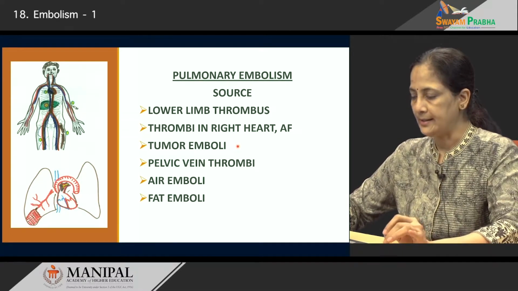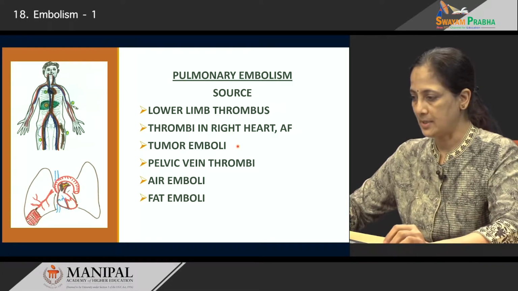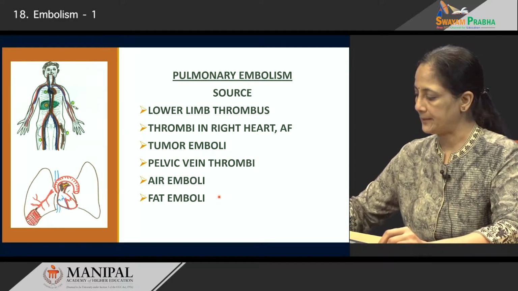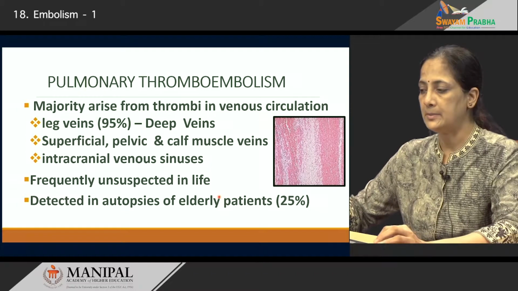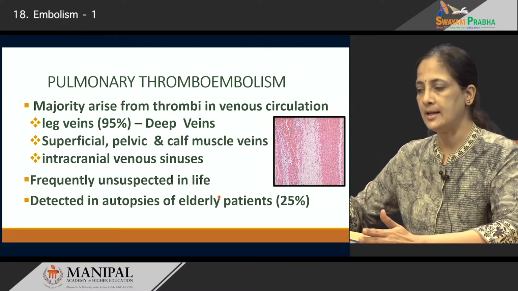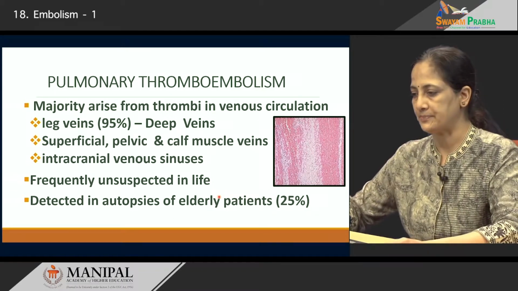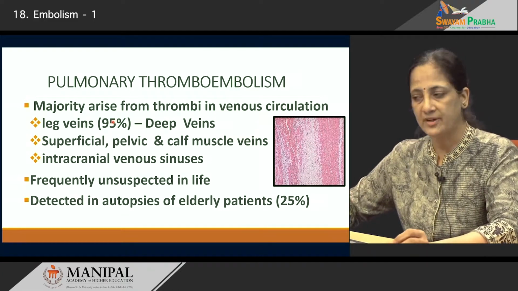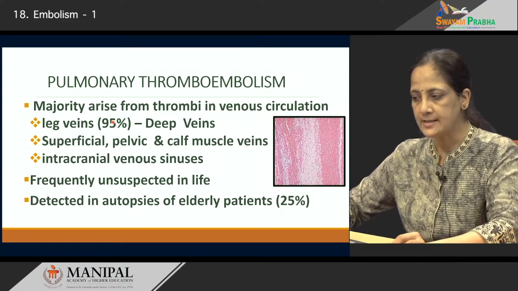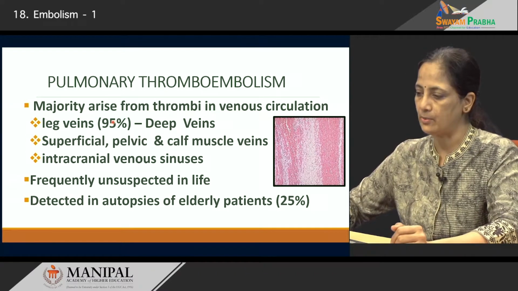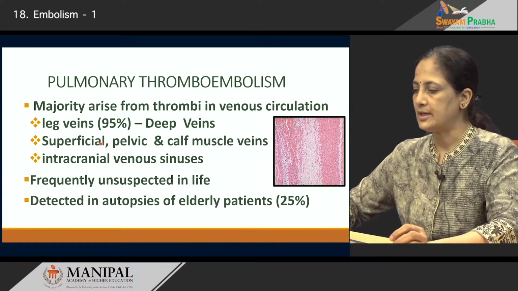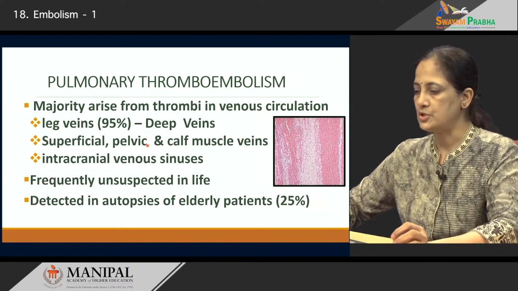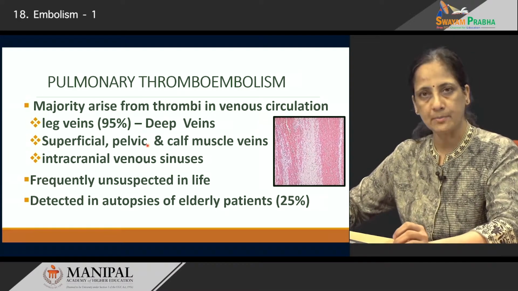Besides thromboemboli, tumor emboli can enter the pulmonary circulation, as also air emboli and fat emboli. We will now stress on pulmonary thromboembolism and deal with the other types of emboli in another session. Pulmonary thromboembolism arises in the leg veins in 95% of the cases, and of these the majority are from the iliofemoral veins. Superficial veins of the leg, veins in the calf muscles and the pelvic veins may also contribute to a small percentage of pulmonary emboli.